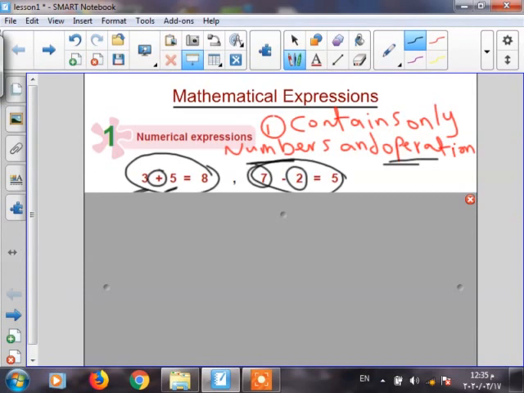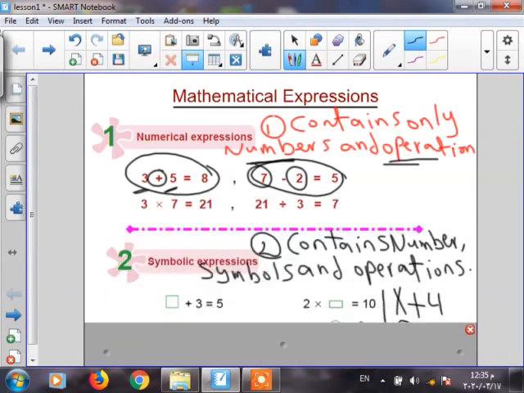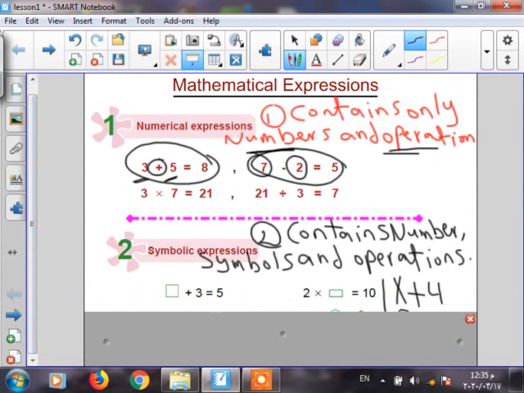Okay, and the next one I have a number like 7, and the next number like 2, and between them an operation like minus. The next one, the simple expression, contains number, symbol, and operation. Like here, square, this is called a symbol, plus 3, it will be equal 5. Or the next one here, 2 times square, it will be equal 10. This is also a number and operation times, and the square is a symbol, and the result. The next one here, x plus 4, x is a symbol and operation like plus and 4.